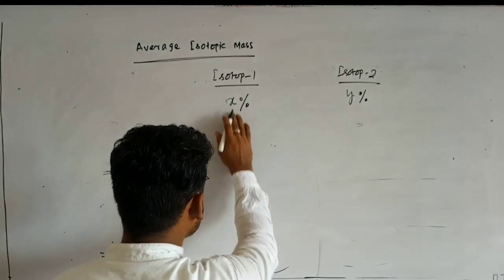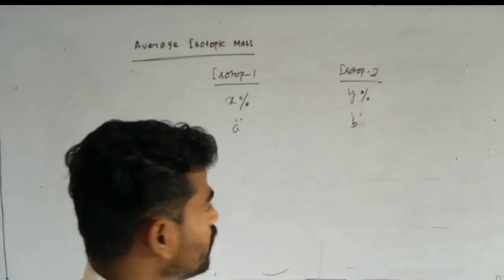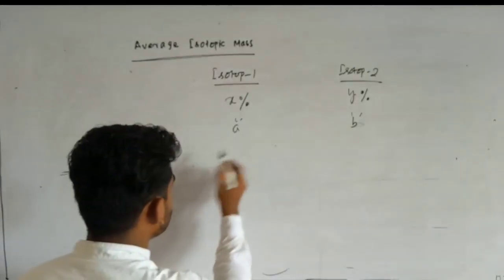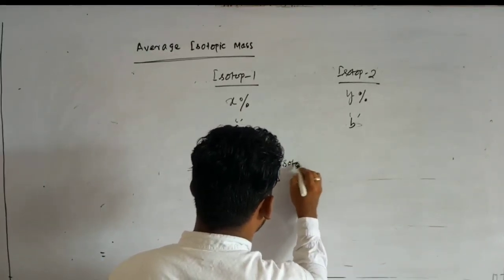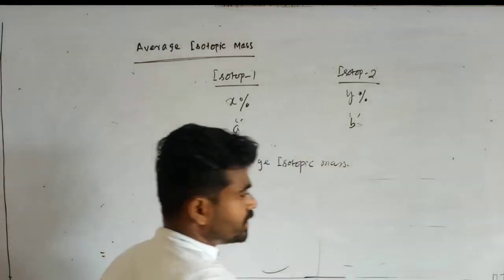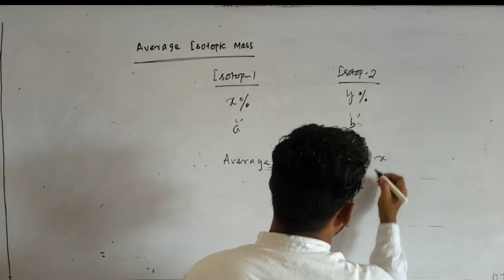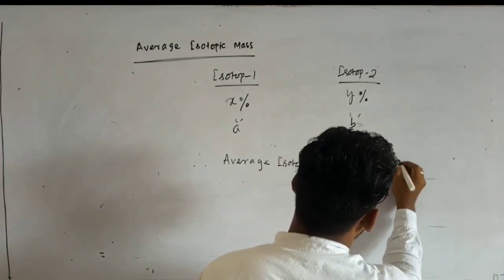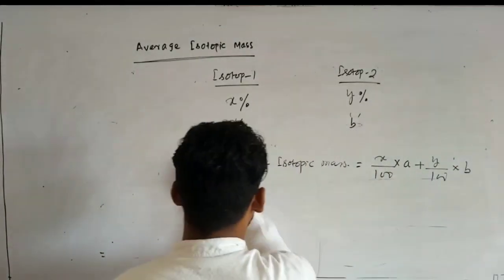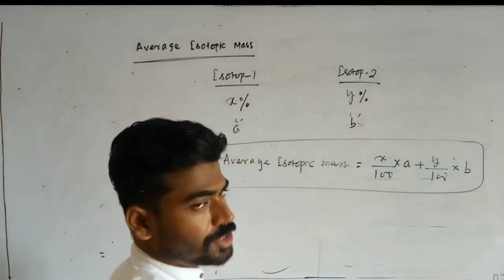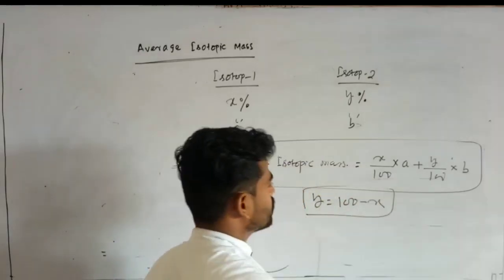So if isotope 1's mass number is A and isotope 2's mass number is B, then how do you calculate the average isotopic mass? In this case, the average isotopic mass will be equal to X by 100 into A plus Y by 100 into B. Y can be 100 minus X, since the total is 100.